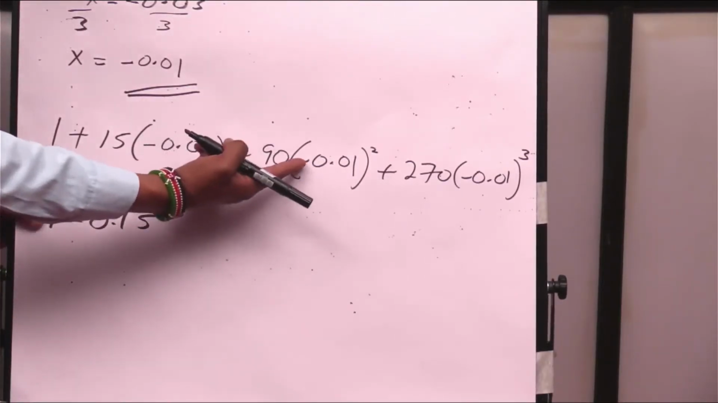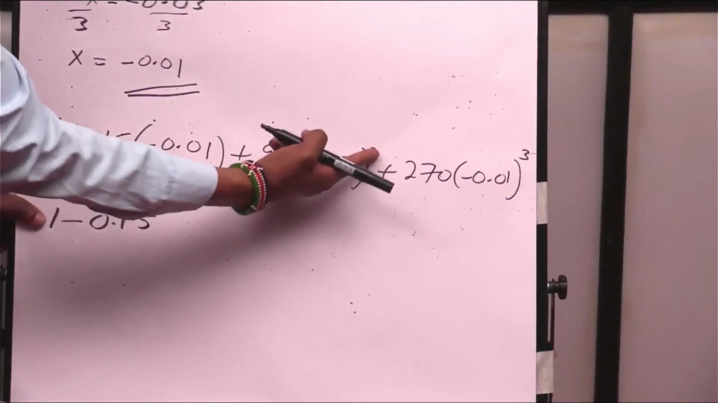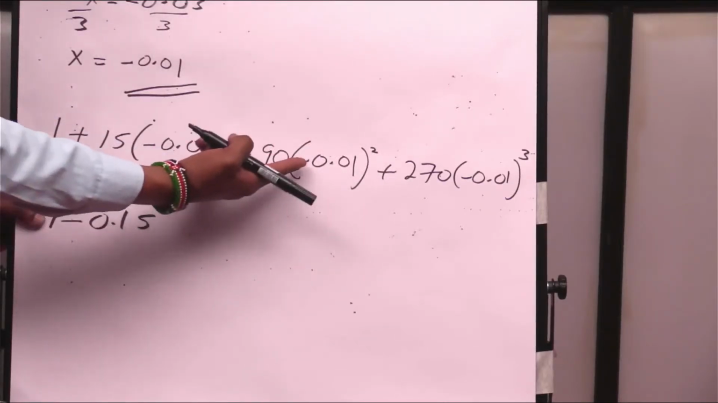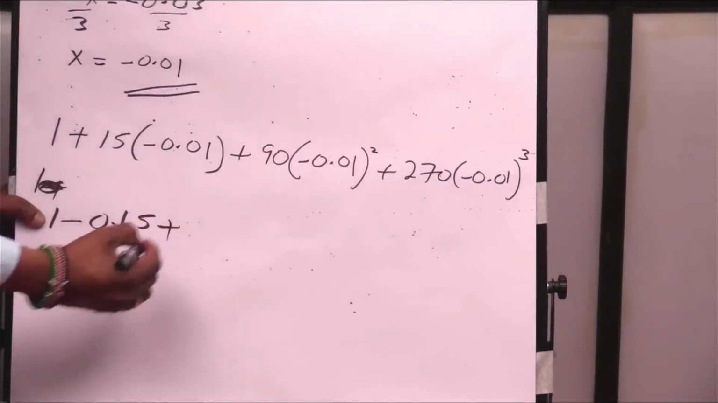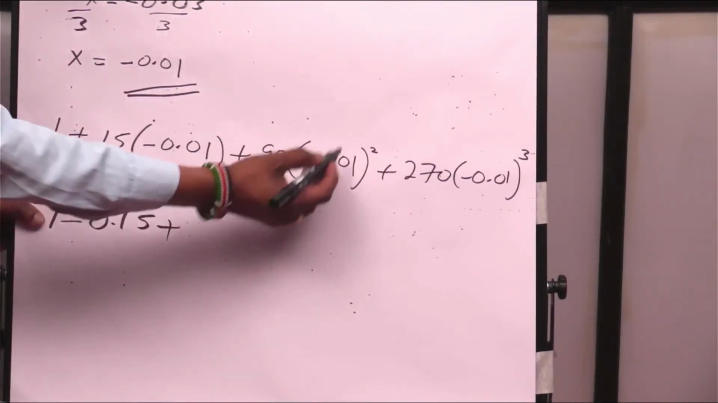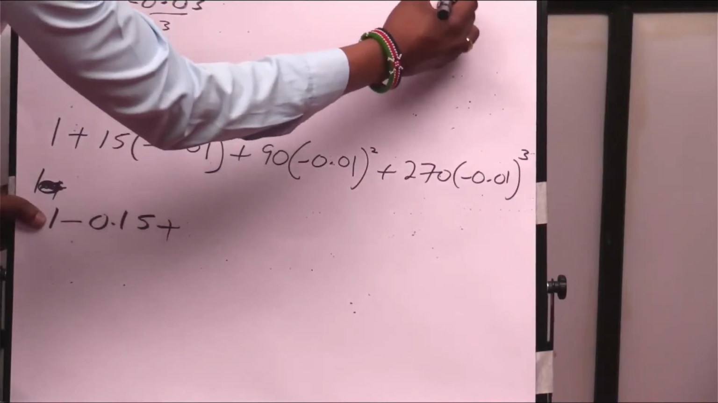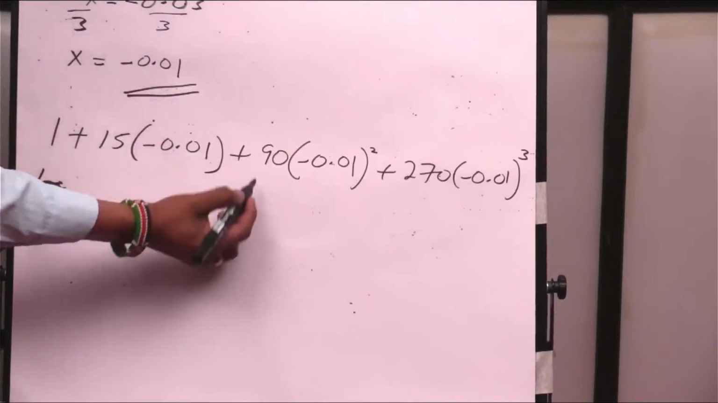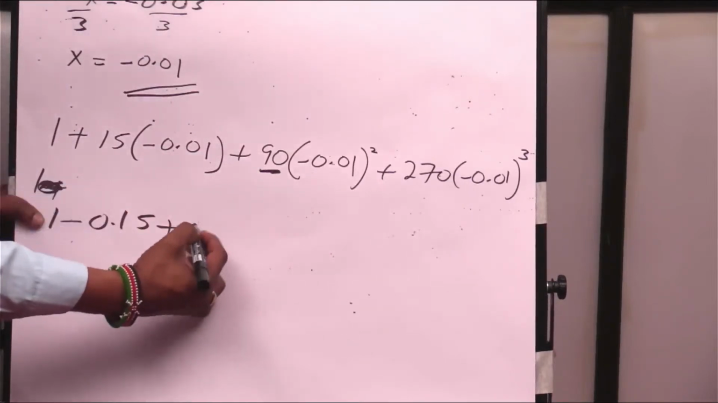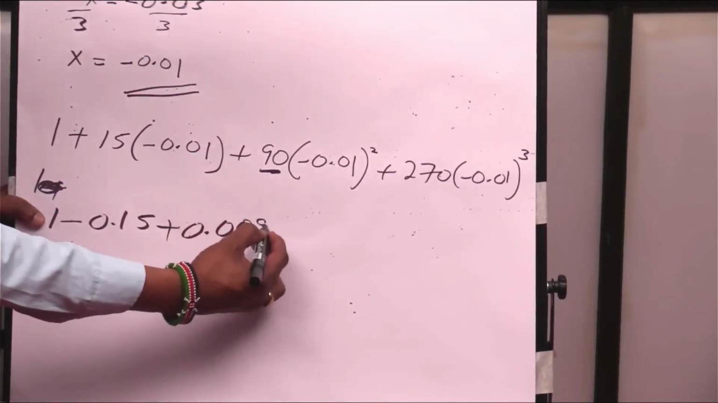Then minus 0.01 squared becomes minus 0.01 times minus 0.01. Minus and minus becomes plus. Then 0.01 times 0.01: 1, 2, 3, 4, that is 4 decimal places. So when you multiply by 90, it becomes 0.0090.